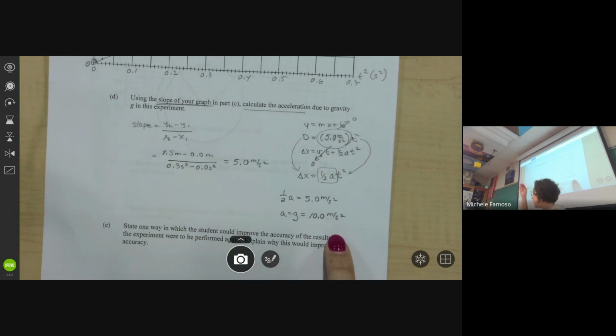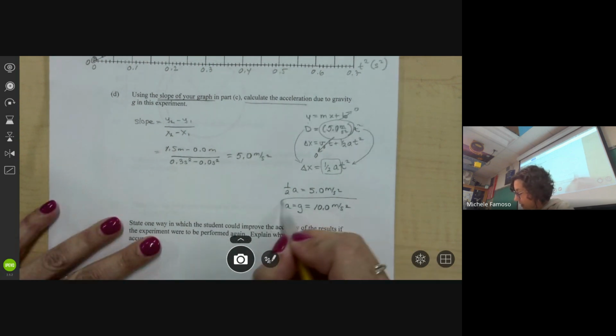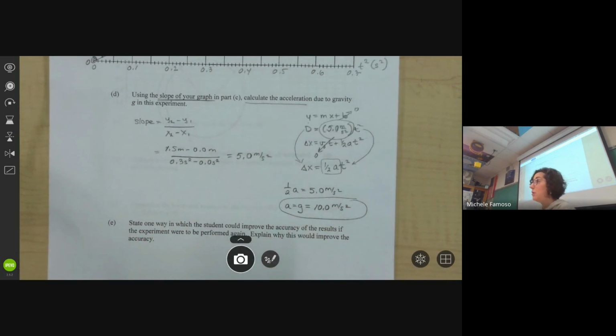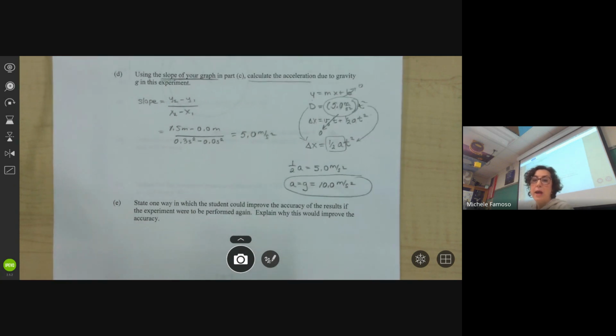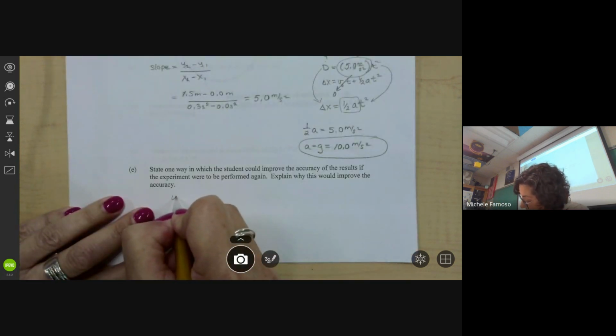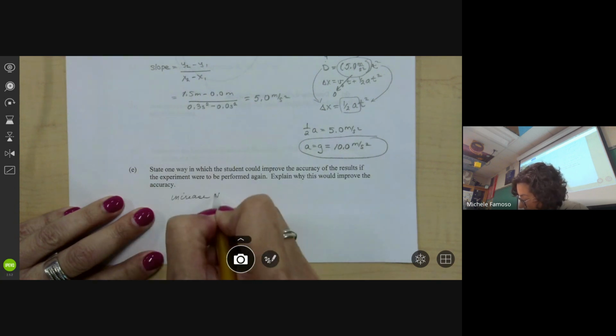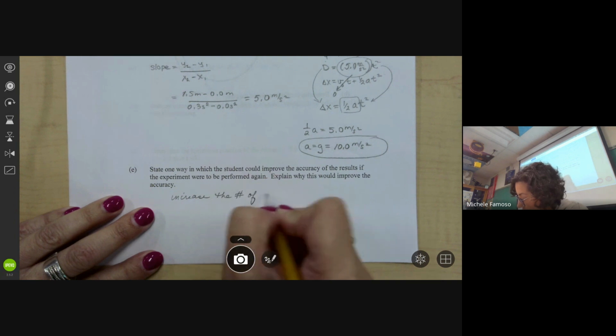And this is what you have to do. You have to try to compare it to known physics equations to help you figure out what the slope represents. Okay? And doing it, linearizing it, helps you do that pretty quick. So there's my acceleration, not very big percent error. So state one way you could improve the accuracy of the results. Accuracy, not confidence. Confidence comes from precision and repeatability. And we discussed when we do every lab, what do we want to do to improve your accuracy? You want to increase the number of trials performed.